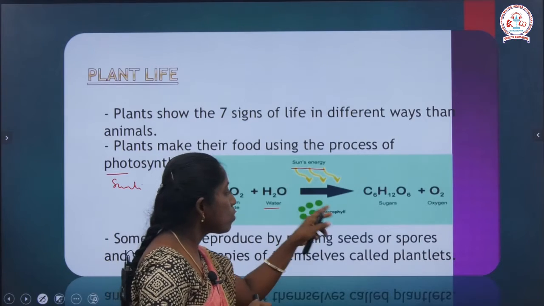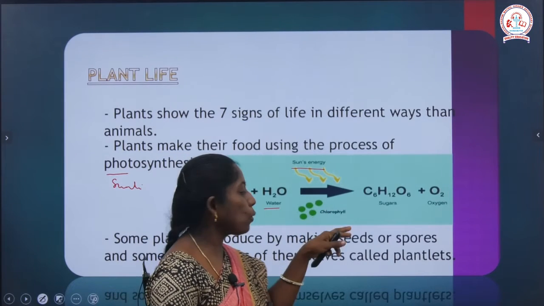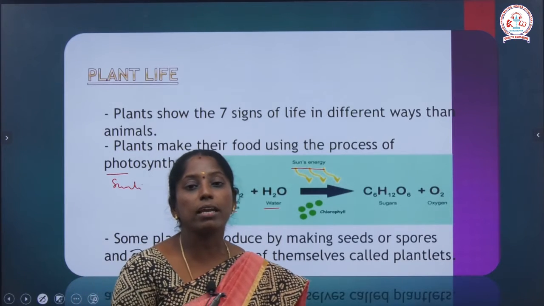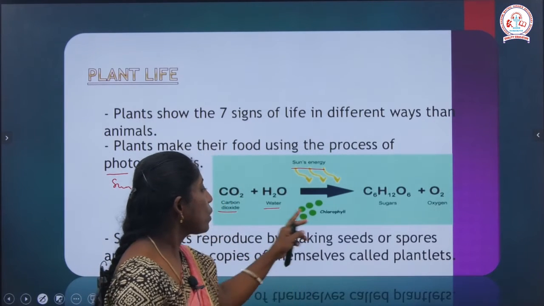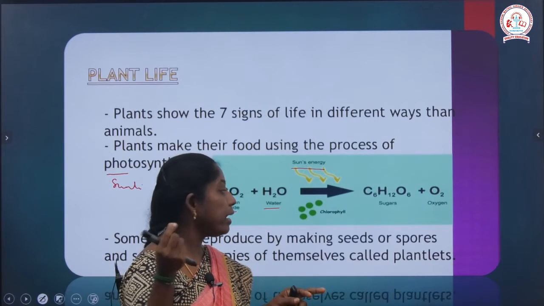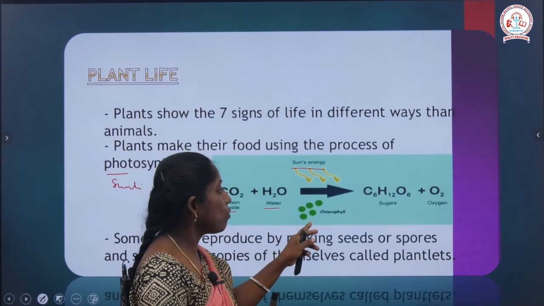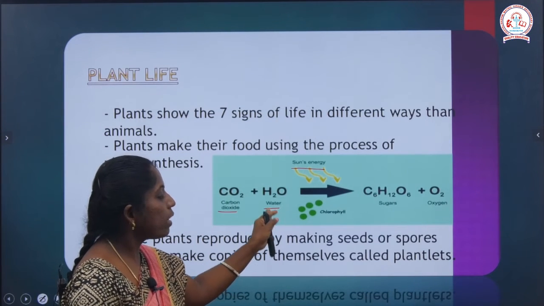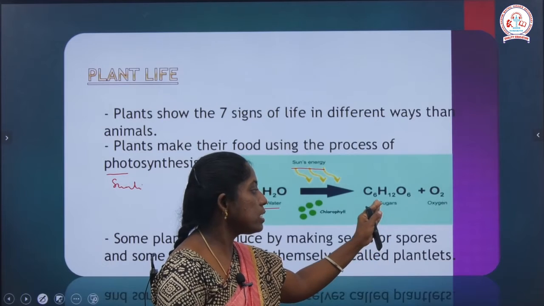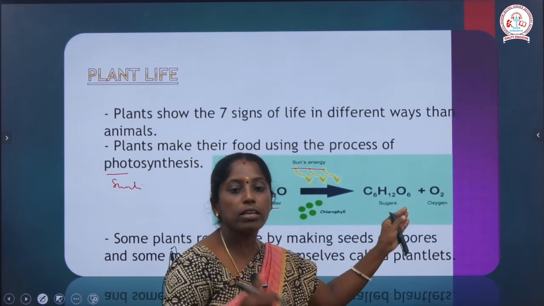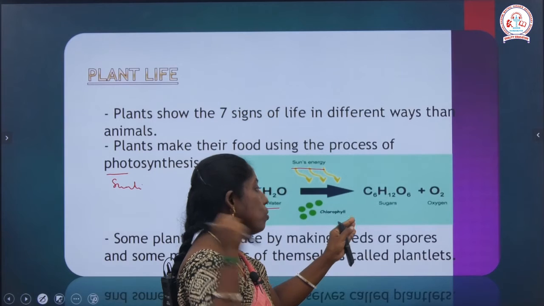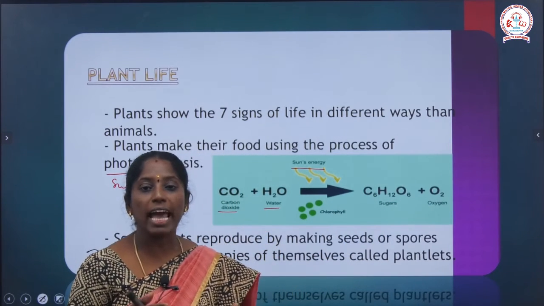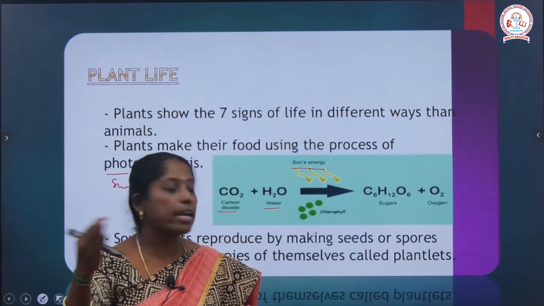Then another one, what is that? The green color. What is that? Chlorophyll. Where is chlorophyll present? In the leaves. The green pigment present in the leaves is called chlorophyll. This only gives the green color to the leaves. So, in the presence of chlorophyll, carbon dioxide reacts with water and gives sugar, C6H12O6, nothing but sugar, or otherwise we can call it glucose. Then it gives oxygen. So, during this process, oxygen gas is released.